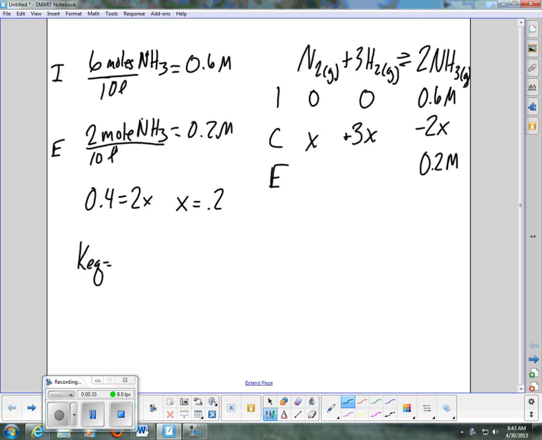X equals 0.2. Okay, so up here I can really quickly say, instead of x here I can put 0.2. And instead of x here I can put what? 0.6. Okay, so I can put those instead. That means my equilibrium is going to be 0.2 molar and 0.6 molar. Everybody okay with that? Okay. Where did I lose you?